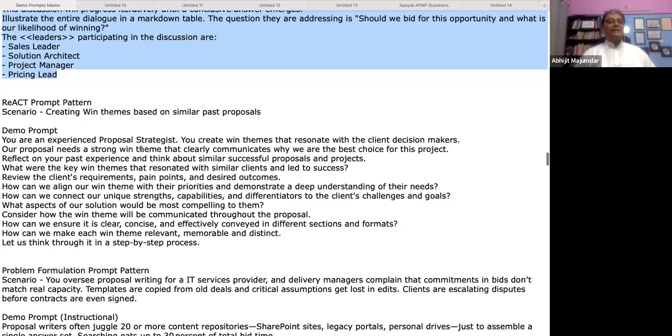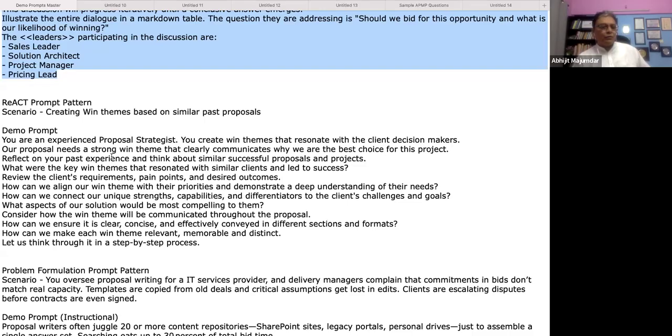ReAct is like, suppose now I want to create a Win theme based on my similar winning proposals which I have done in the past for similar types of problems. Again, here I am using the generic content of the LLM, not my own proposal content, but you can use your own proposals content here. I don't want it only to reason, I also want it to act. ReAct is reason, act.